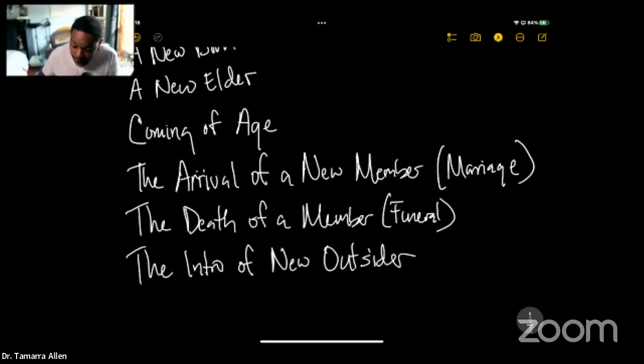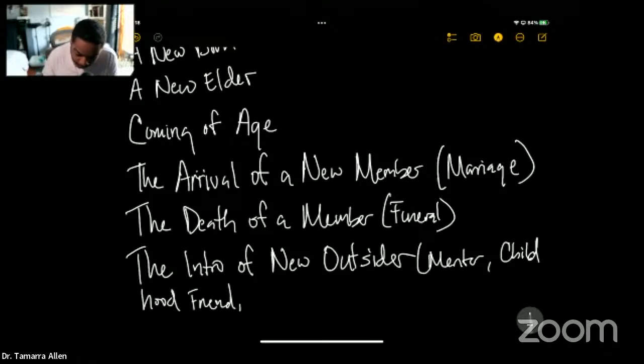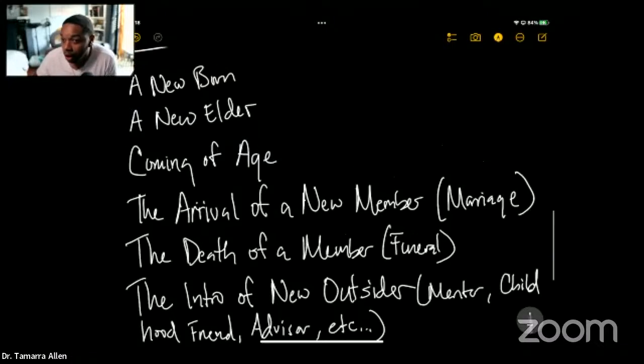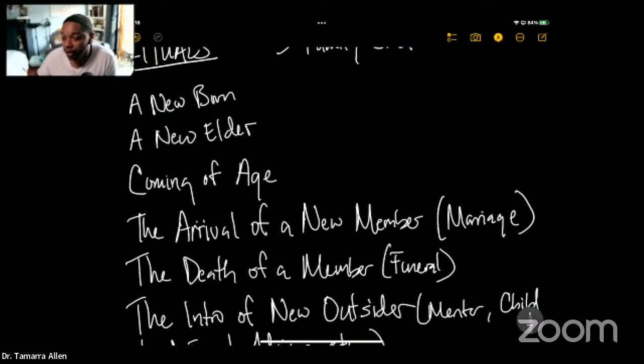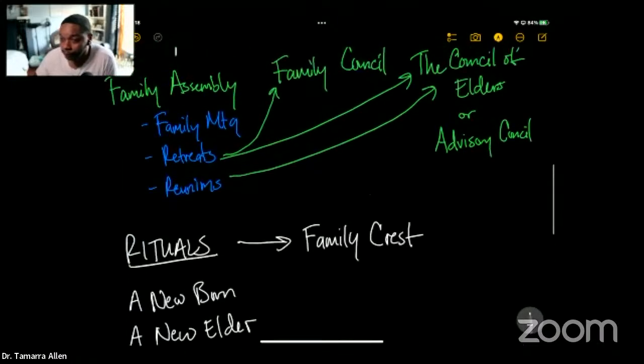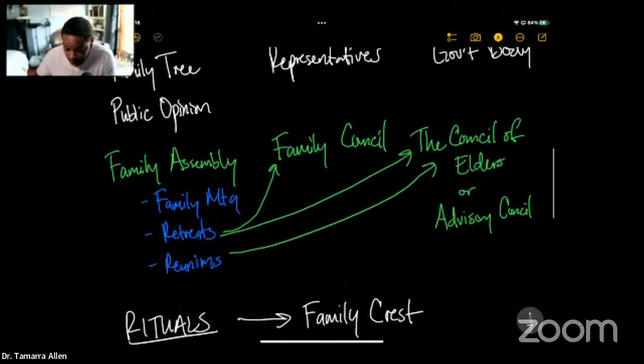So anybody that can be a mentor, a childhood friend, an advisor for the family, et cetera. That could just be anybody. But these are all rituals that you want to put in place that are all discussed, y'all, in this family assembly.